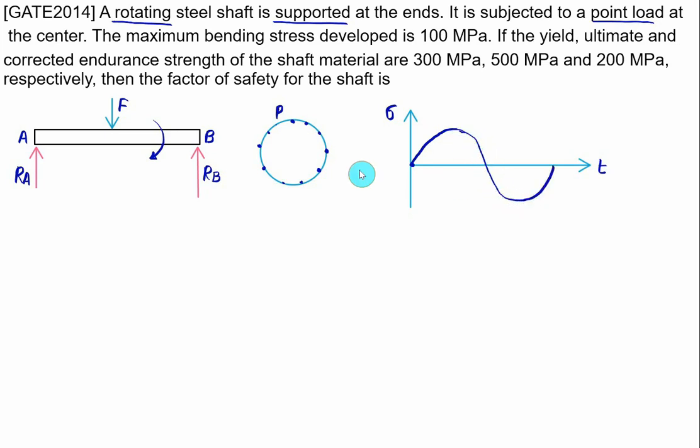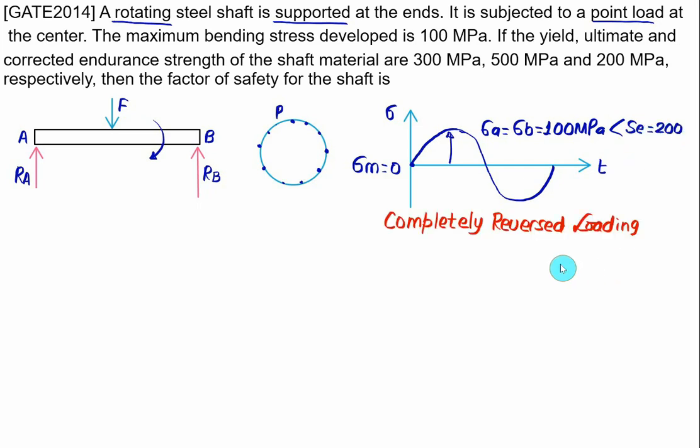This is our stress cycle, and the mean stress this time will be equal to 0, and the amplitude stress will be the same as our bending stress, which is given as 100 megapascal. We have the yield stress equal to 300, ultimate equal to 500 and endurance strength equal to 200, and this value of sigma A is less than SC, which is equal to 200 megapascal. So this is a case of completely reversed loading, and in completely reversed loading the mean stress is equal to 0 and the amplitude stress is the same as the bending stress.